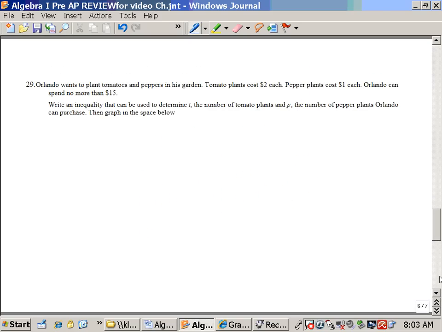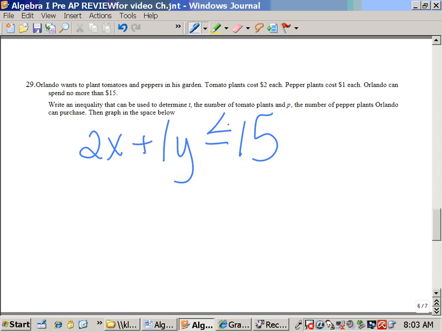Okay, 29. Orlando wants to plant tomatoes and peppers. Tomato plants cost 2 each. So how am I going to write that down? 2x. Pepper plants cost 1 each. 1y. How much money does he have? No more than 15. No more than. What's that? Less than or equal to. No more than 15 is less than or equal to 15. Okay, now I'm going to graph it. Sure, you can just leave it y.